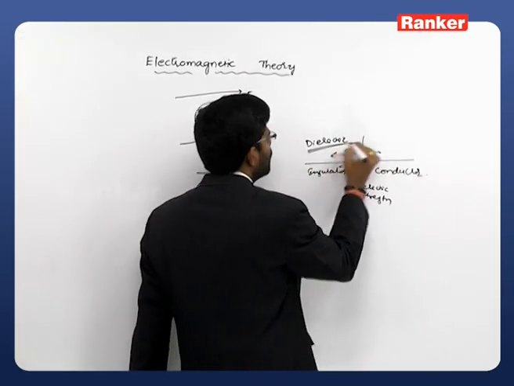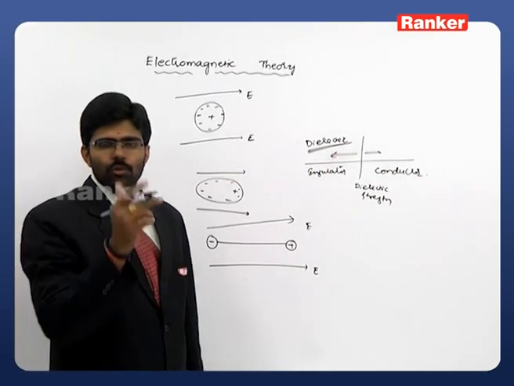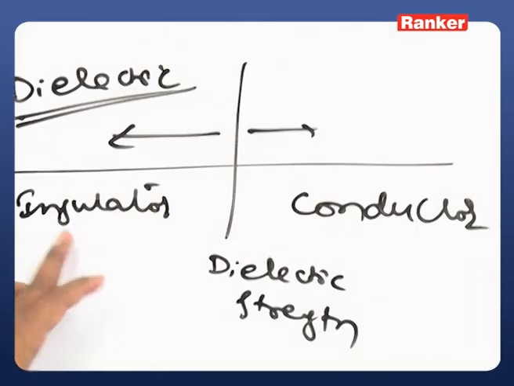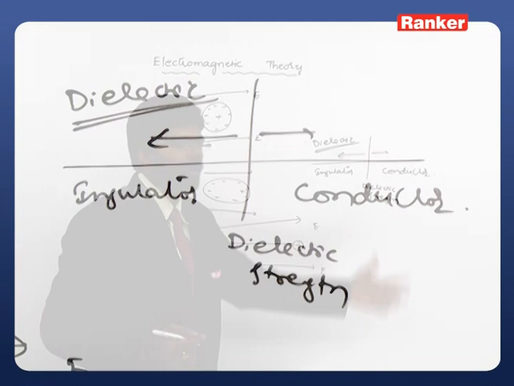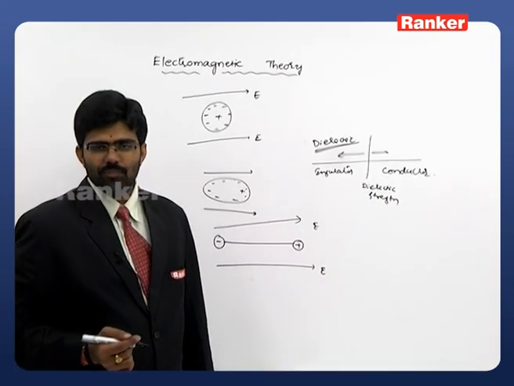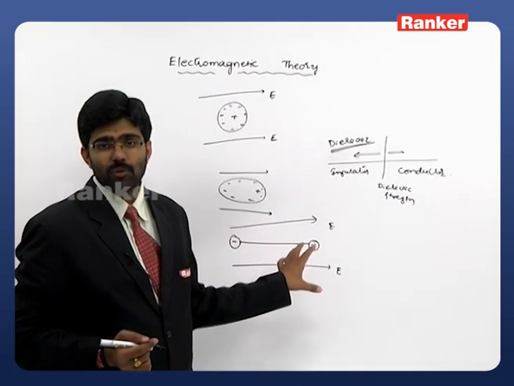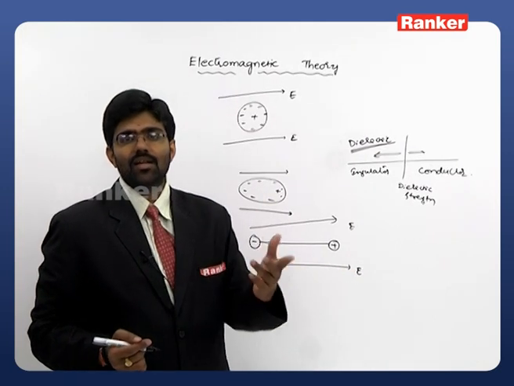That's why, with the word dielectric, it possesses two electrical properties: an insulating property as well as a conducting property. That purely depends upon the applied electric field intensity. This polarization phenomenon is very important for the observation of the dielectric constant.